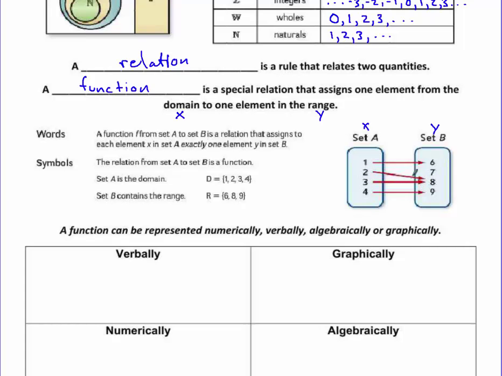It's the same y that this one matched, but that's okay. That's not what the definition was. The definition said that each x matches up to one thing in the y. So if you can remember that about a function, you'll be good to go.